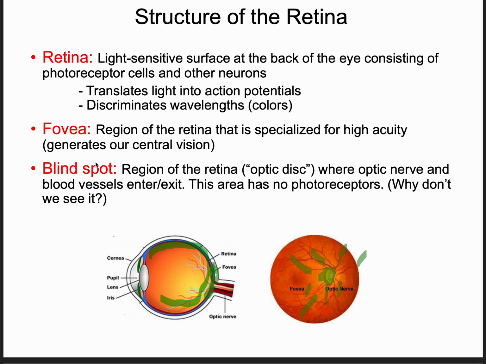Blind spot: the region of the retina, the optic disc, where the optic nerve and blood vessels exit. This area has no photoreceptors. Why don't we see it? Cornea, pupil, lens, iris, retina, fovea, optic nerve.